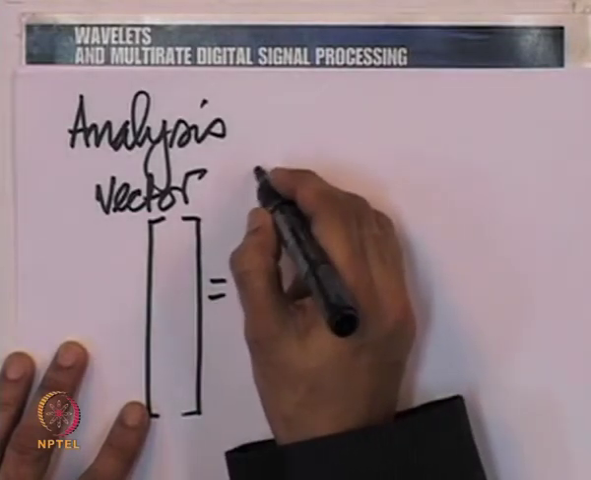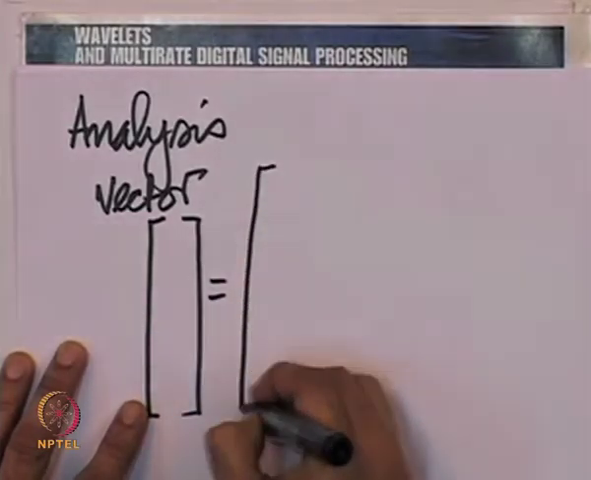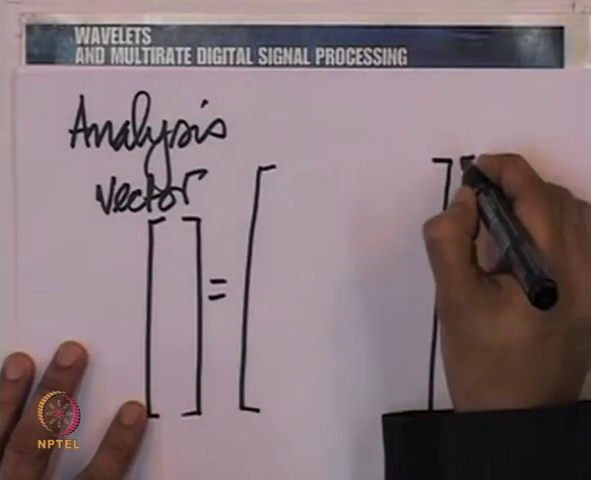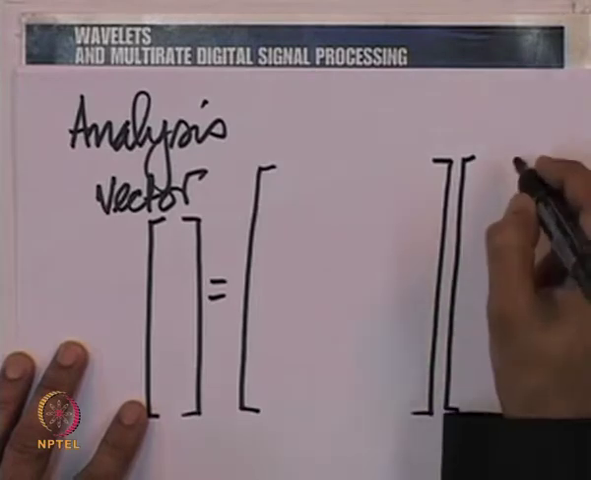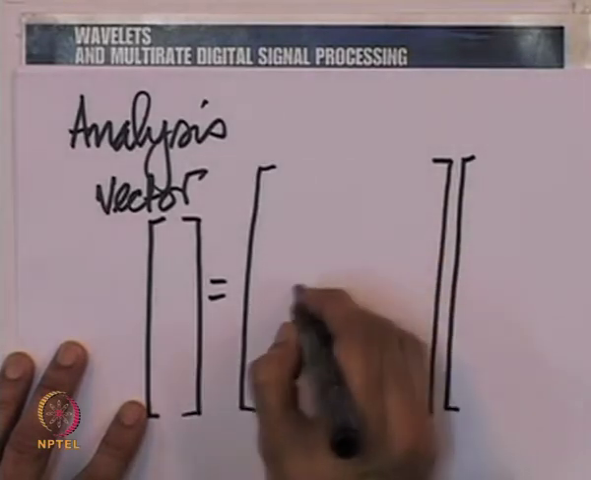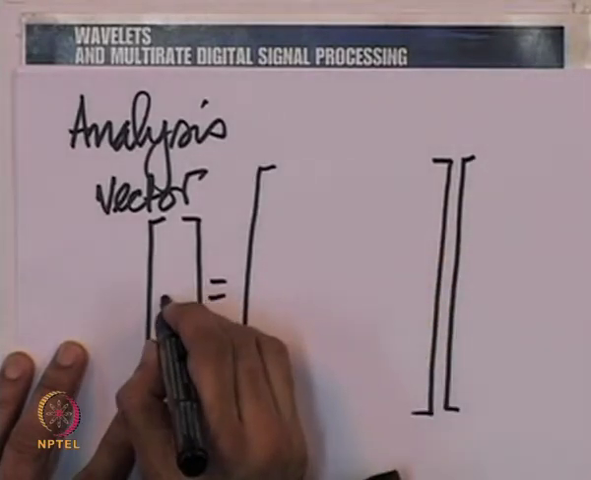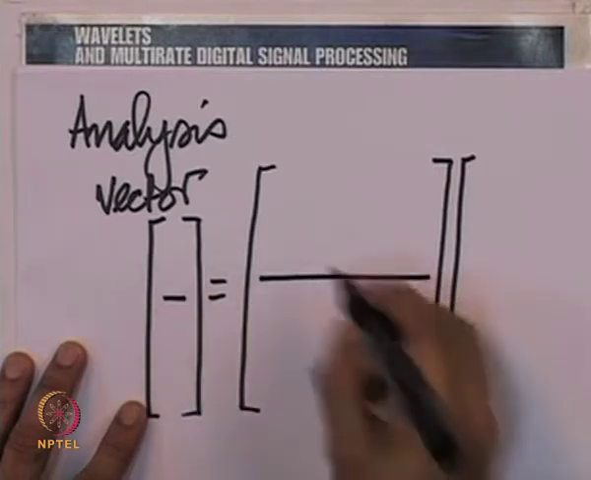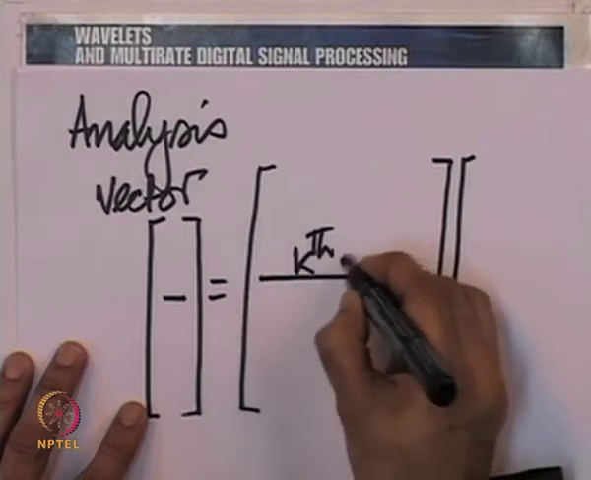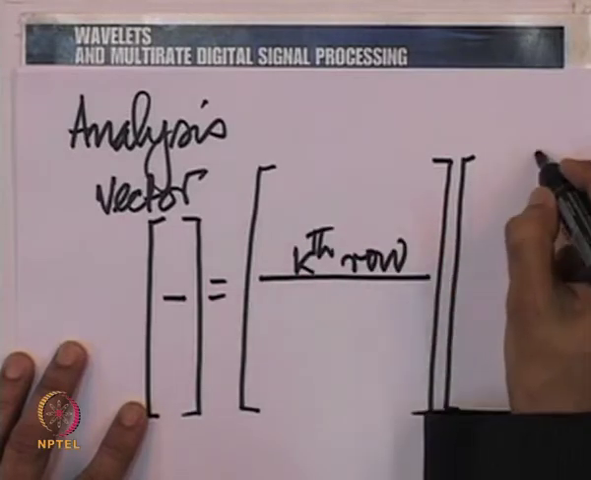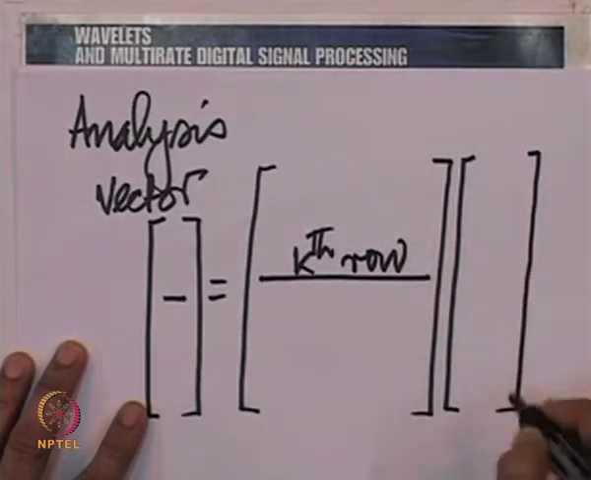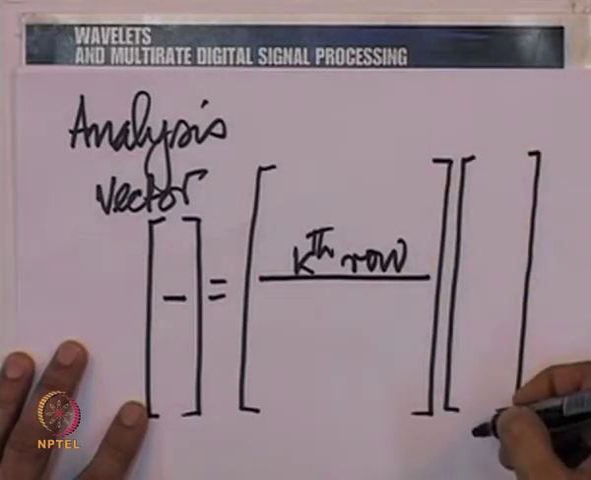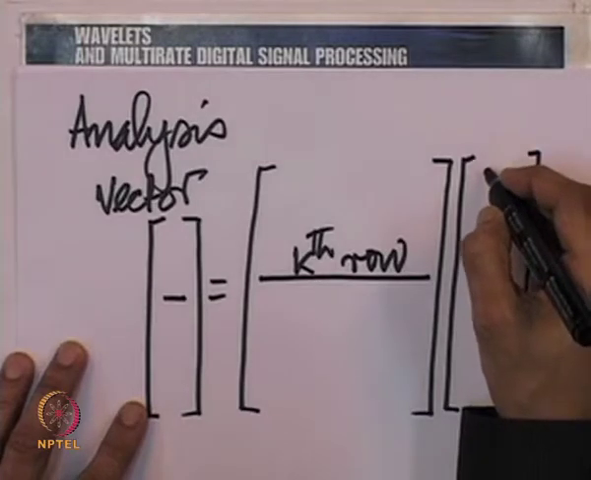And let me find out the typical kth row of the matrix here. So, a typical element in the analysis vector would correspond to the kth row times a vector of polyphase components of x. So, let us write that down.